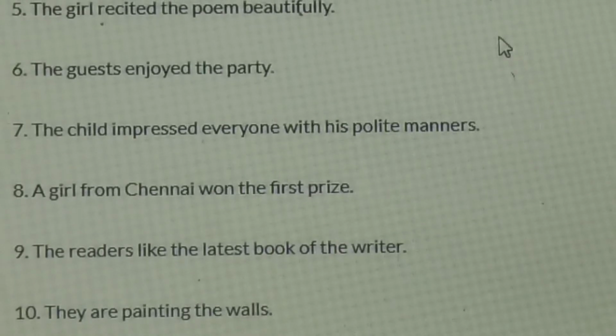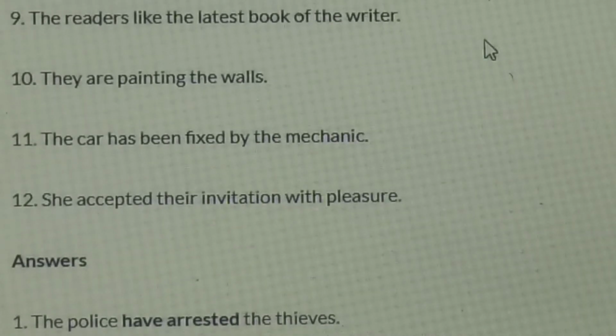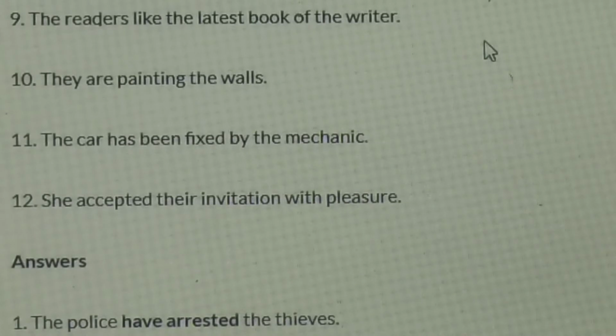The guests enjoyed the party. The child impressed everyone with his polite manners. A girl from Chennai won the first prize. The readers like the latest book of the writer. They are painting the walls. The car has been fixed by the mechanic. She accepted their invitation with pleasure.